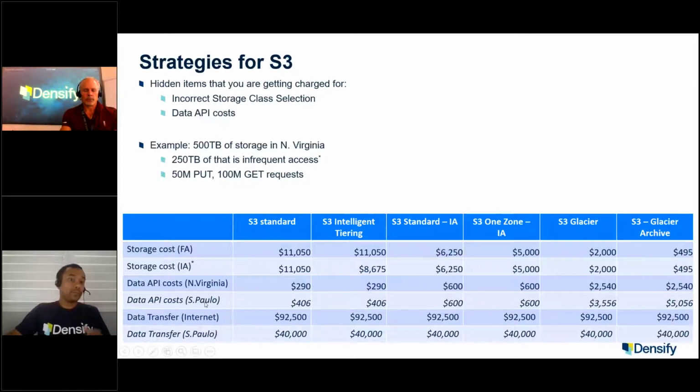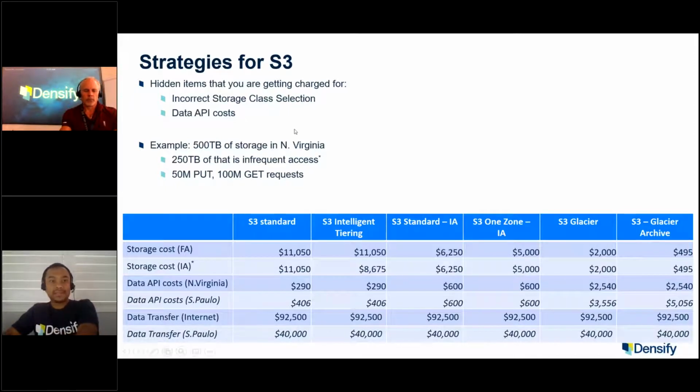An interesting thing I want to point out, that's why I put Sao Paulo there, is that it also varies by region. If my API cost for Northern Virginia was 290, then hosting that bucket in Sao Paulo, my API cost for the same 50 million put and 100 million get requests would be 406. So not only choosing the correct storage tier, but also choosing where to host it is important as well.